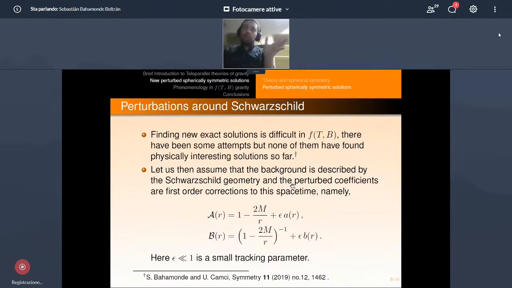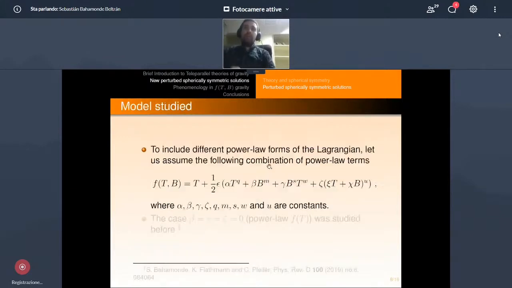And then you expand all your first equation up to first order in this perturbation, and then you try to find some solutions to your model up to first order in the perturbations. So that's exactly what we are going to do here. To do this, we start with this generic model.